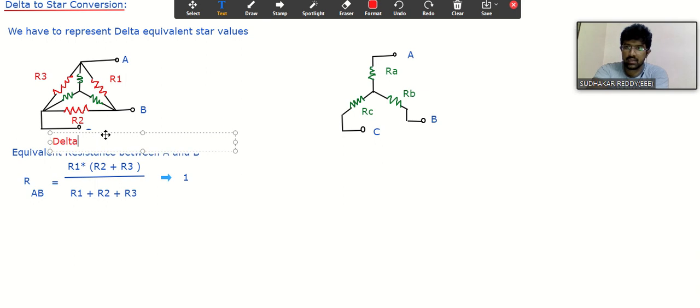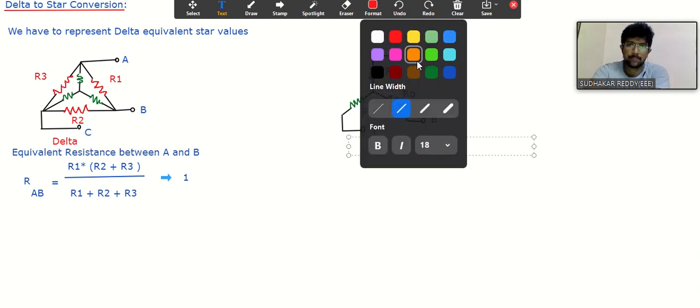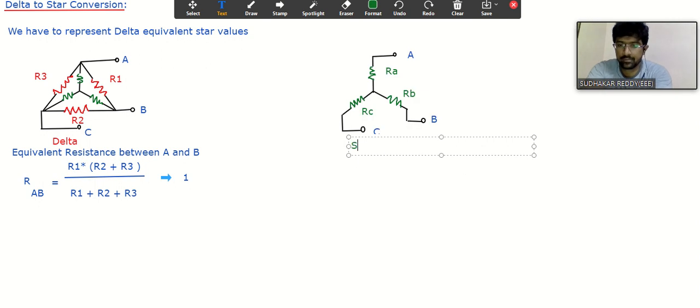So now I am analyzing the delta connection only. And this is the star connection. Now what we are doing is finding the equivalent resistance. Similarly, I can write the equivalent resistance between the points B and C.